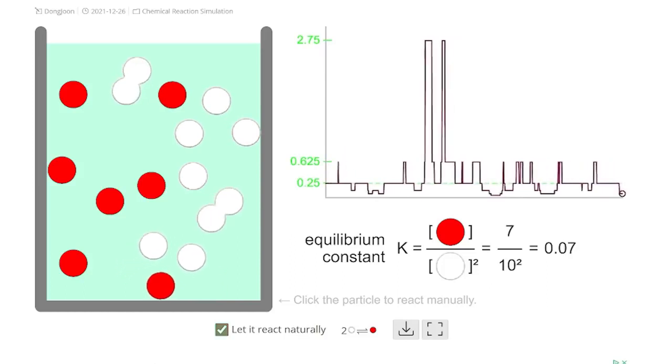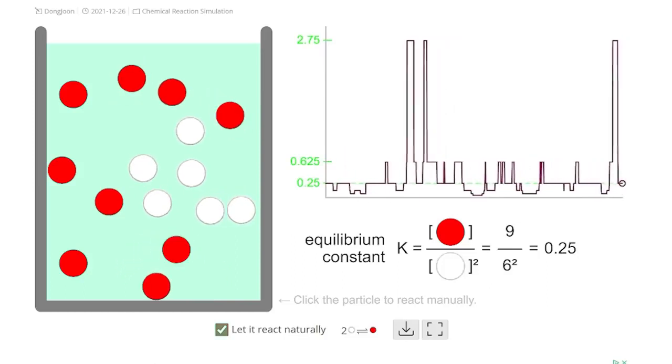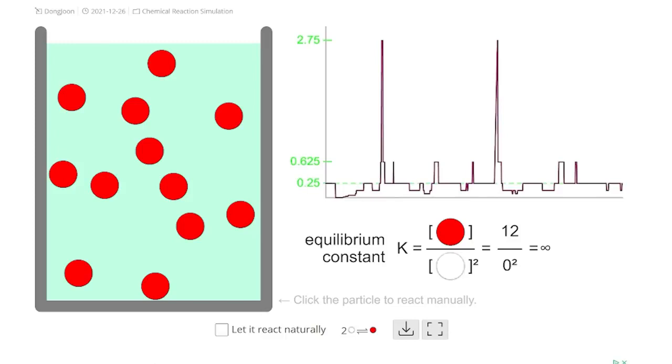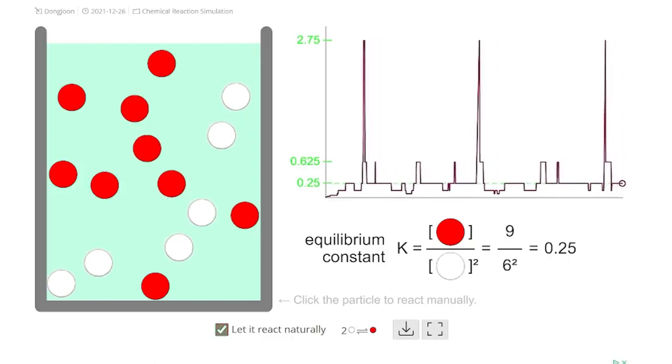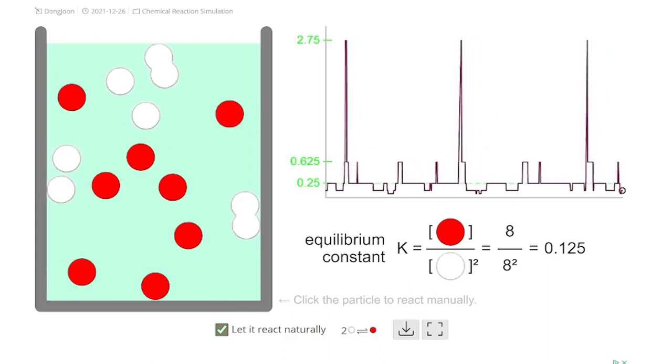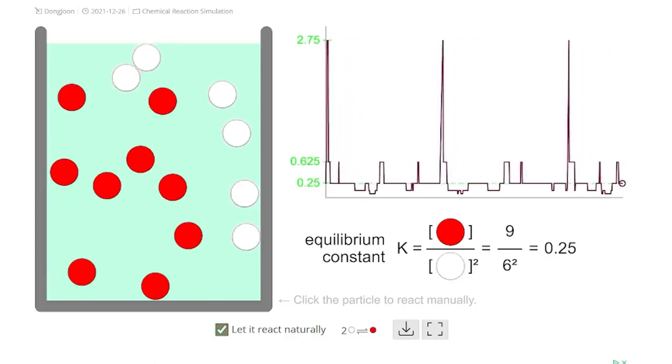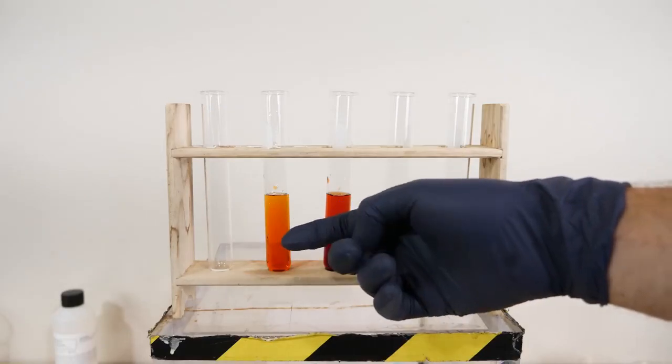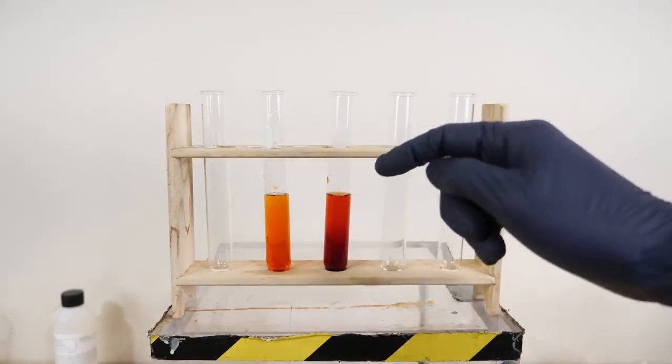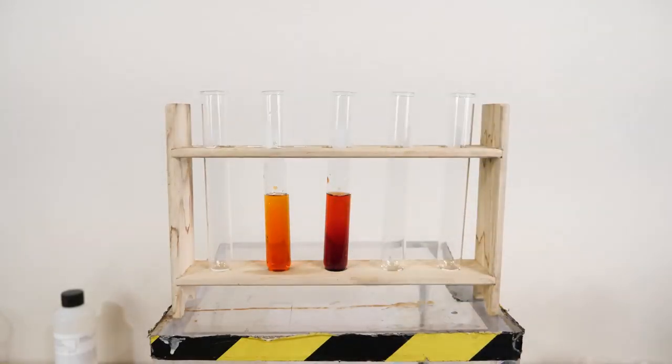So if you start out with only white dots, it's going to push it to have more red dots. And likewise, if you start out with only red dots, it's going to push it to have more white dots. If you change the concentration of any of these dots, it's going to push it one way or the other. So what I can do is if I just take out some of the iron ions, it's going to push the products to want to go back to the reactants.